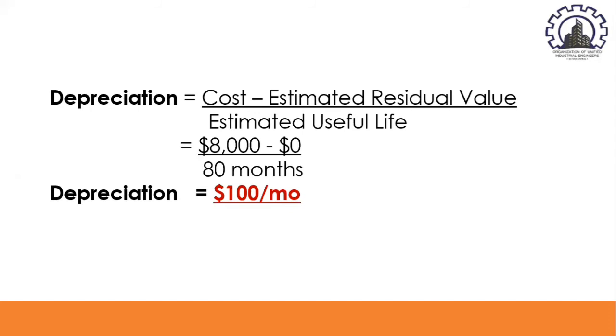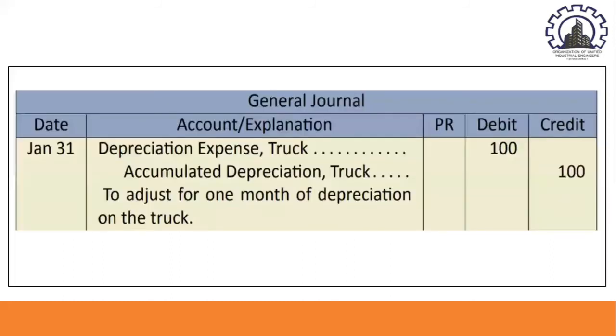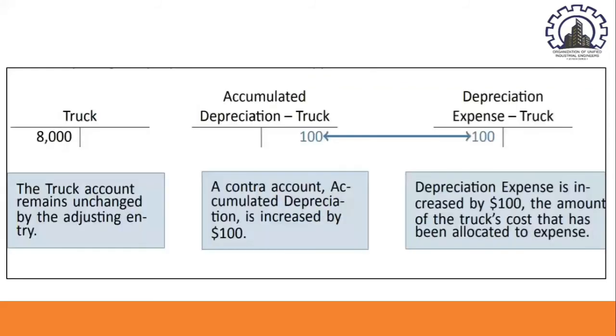Now, the adjusting entry recorded on January 31st is this one. This is how our journal entry would look. When the adjusting entry is posted, the accounts appear as follows. For financial statements reporting, the asset and contra asset accounts are combined, and the net book value of the truck on the balance sheet is shown as $7,900. How did we calculate this? It is calculated as $8,000, the purchase price of the truck, minus the $100 depreciation.